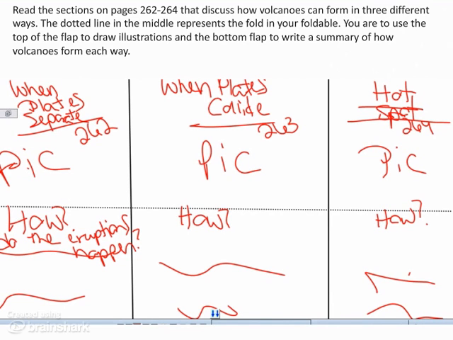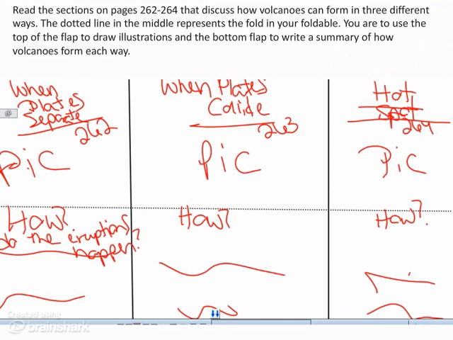Now for the last flap, you'll be reading pages 262 to 264, reading about how volcanoes can be formed in 3 different ways. We've already talked about these 3 different ways. You should be familiar with this. What you're going to do here on this last flap is imagine that the dotted line in the middle of this picture is the fold in your foldable. Everything above the fold is going to be pictures of how the volcanoes are created. And I have listed the page numbers for you, and on the very bottom of the flap you're going to write a description of how they're formed.